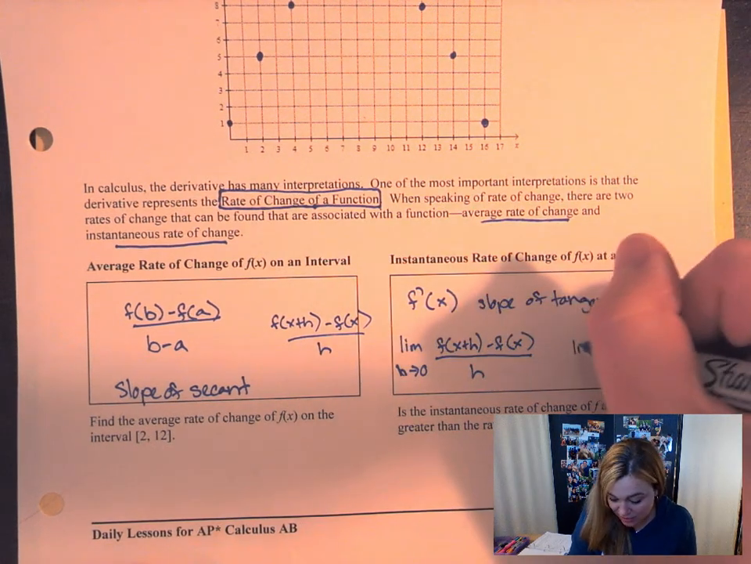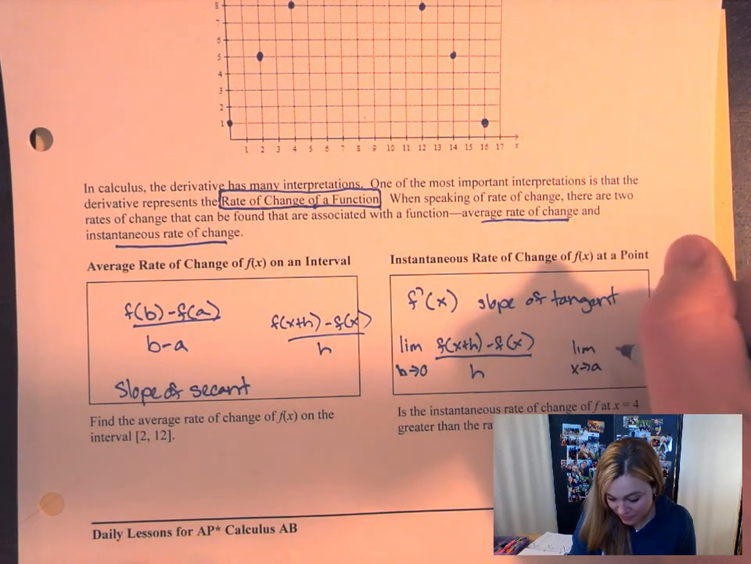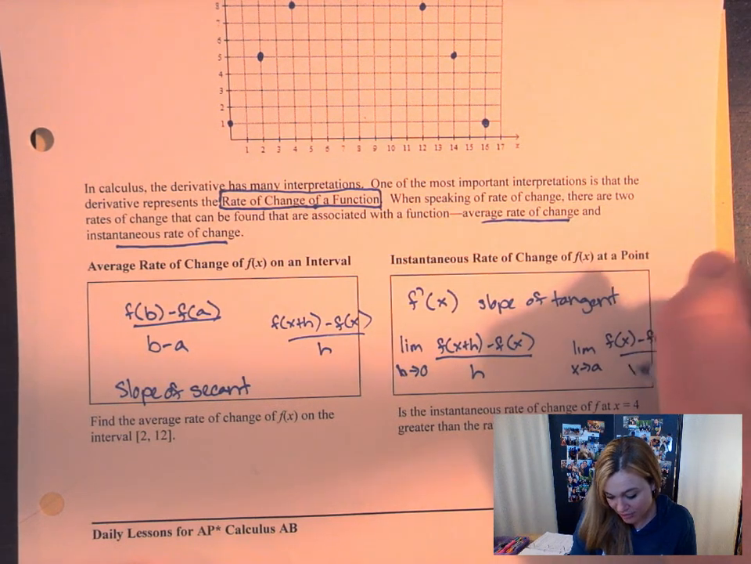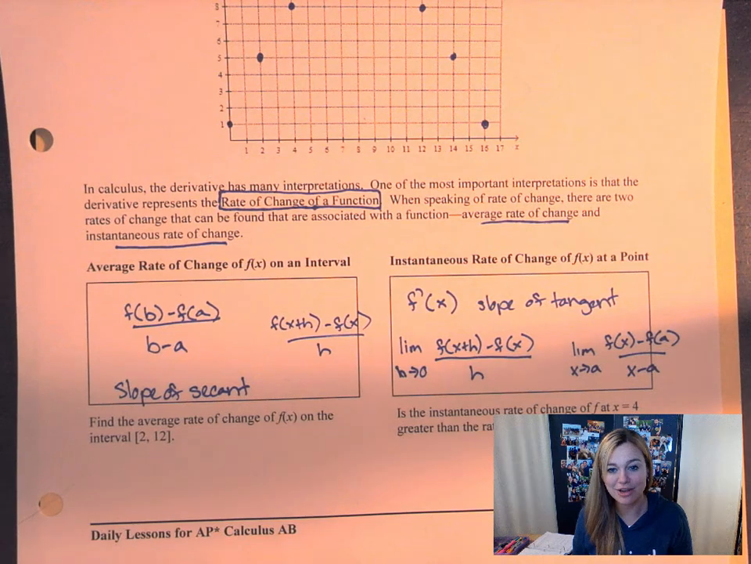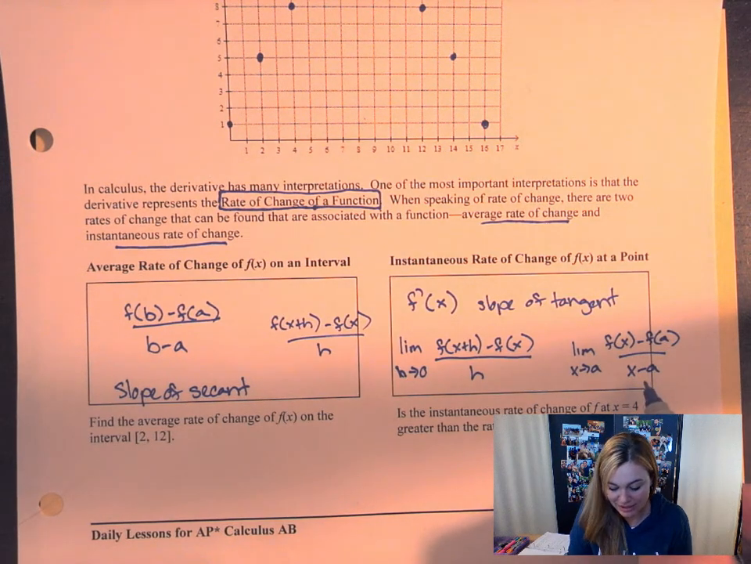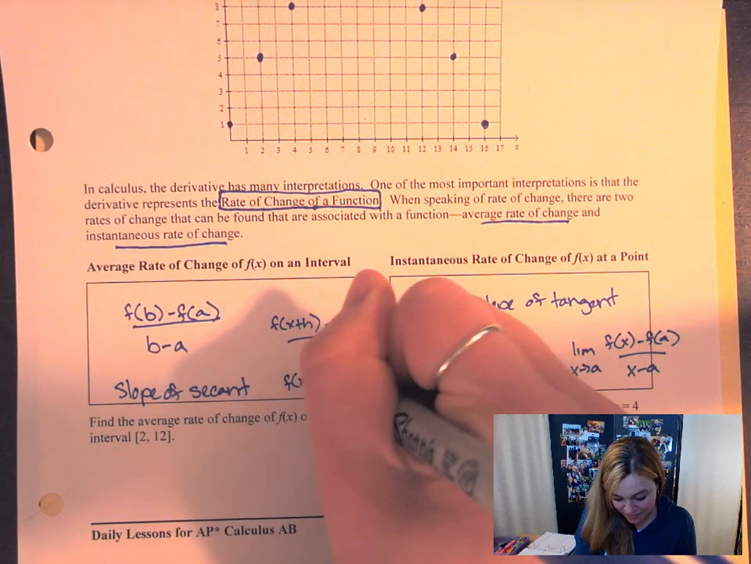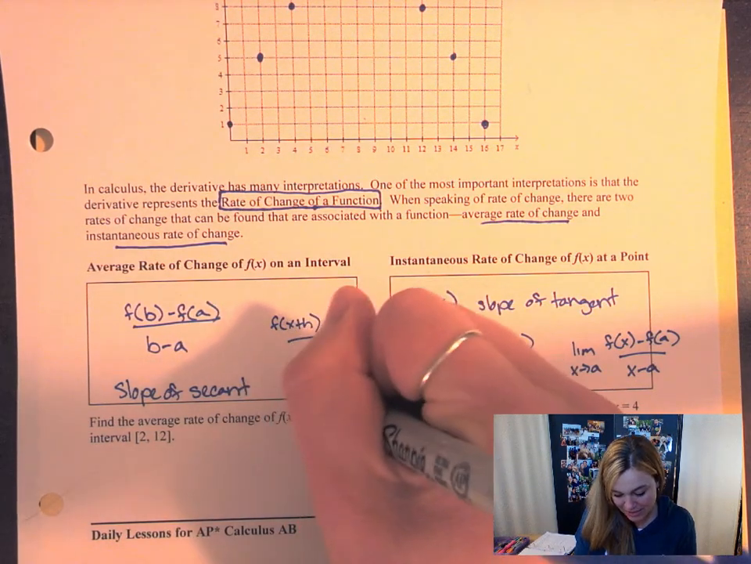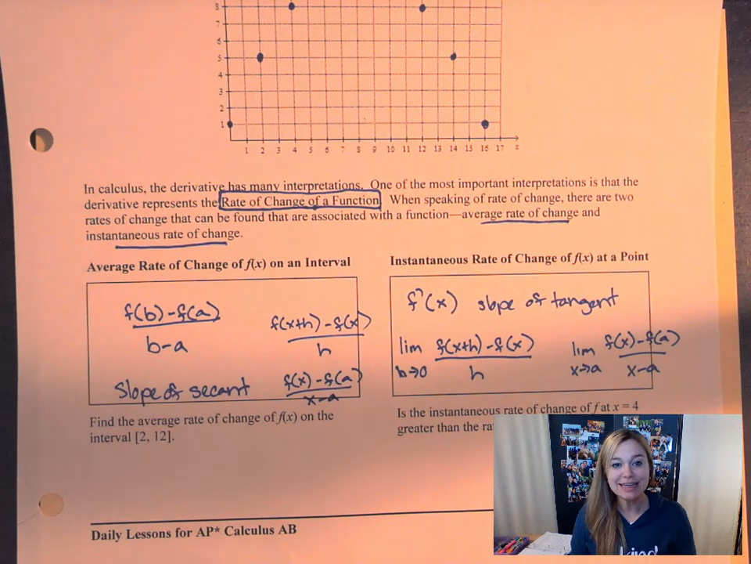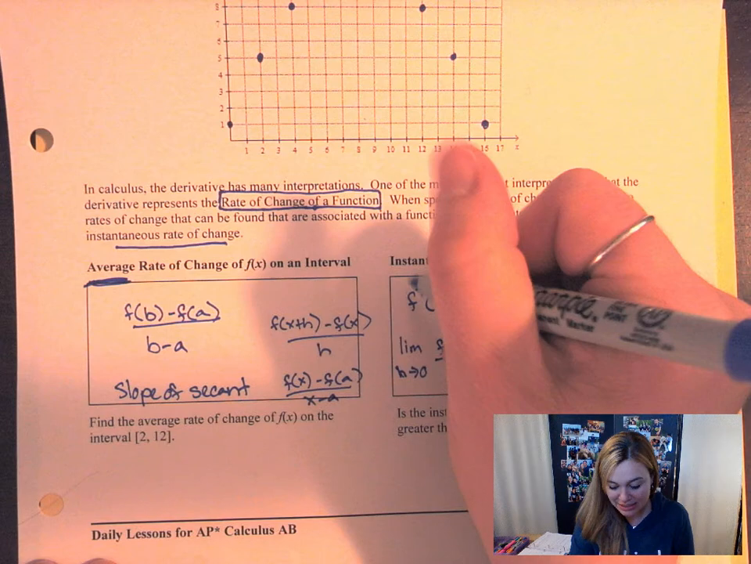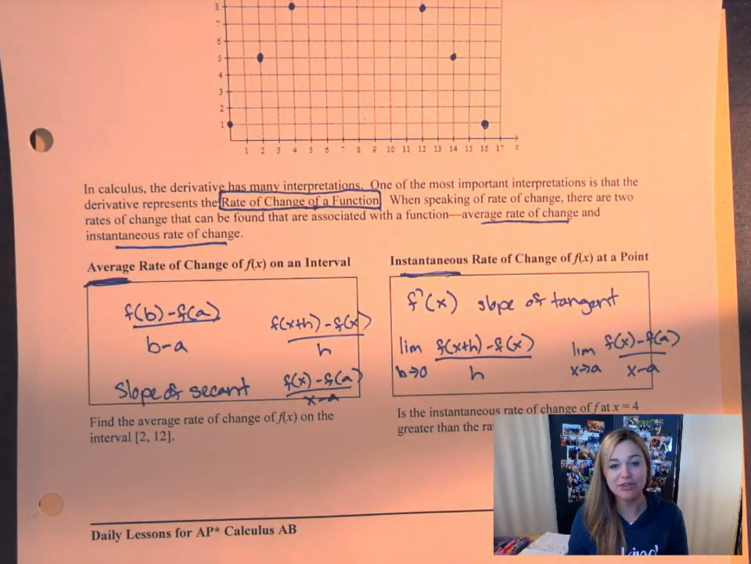You could also say the limit as x approaches a of f of x minus f of a over x minus a. X and a are getting closer together. This is the slope of the tangent. If I go over here and I just said f of x minus f of a over x minus a, slope of the secant is an average rate of change. Super important. Slope of the tangent is the instantaneous rate of change. A tangent line touches a graph at one location. It's an instantaneous rate of change when I find its slope.